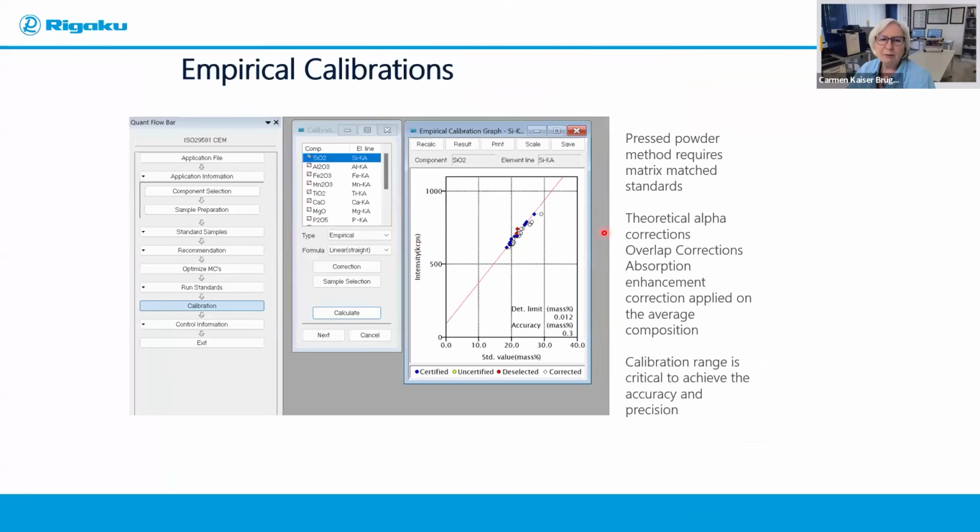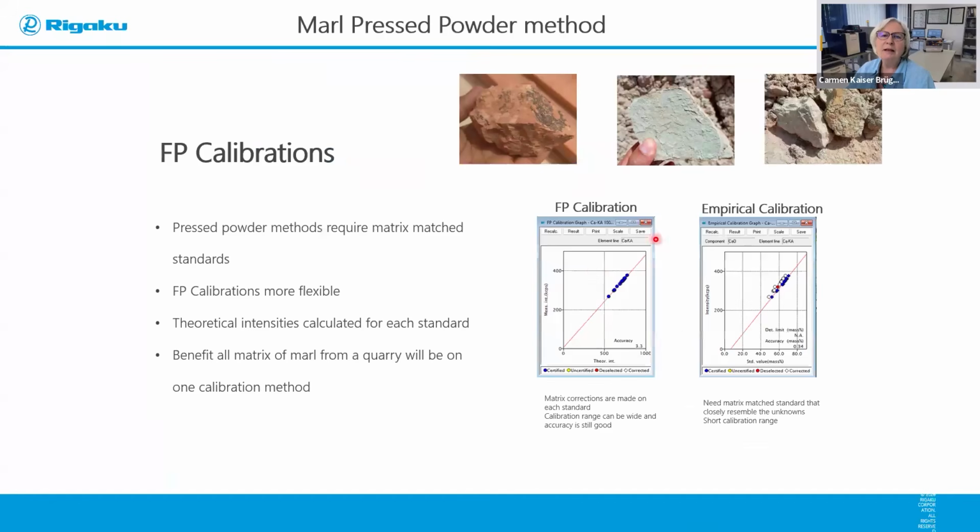So we can go one step further and not only have the Quant Scatter FP, but we can also create our applications as fundamental parameter calibration. And in this way, we have a matrix correction for these different materials. So matrices here can be put together in one calibration curve. So very useful for mining applications. So how does the fundamental parameters calibration work? It pulls in the theoretical intensities, which are calculated for each standard, and it plots them together with the measured intensity.